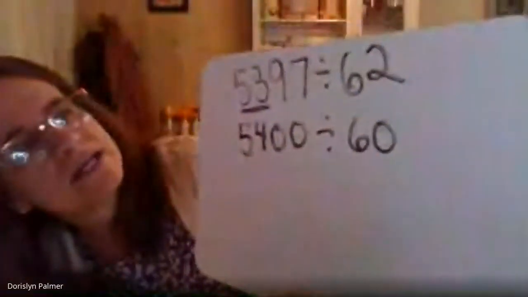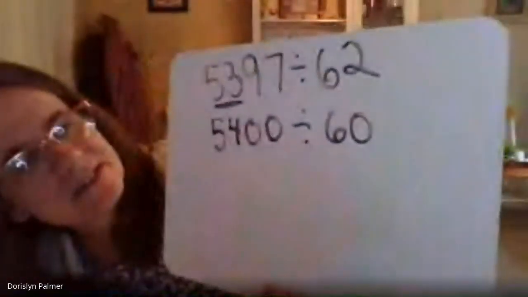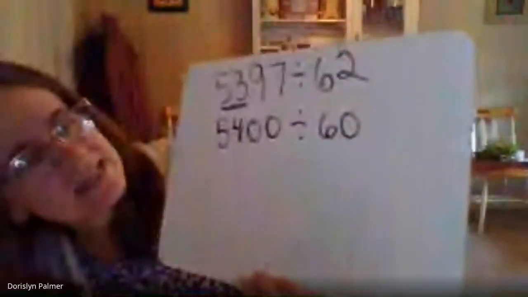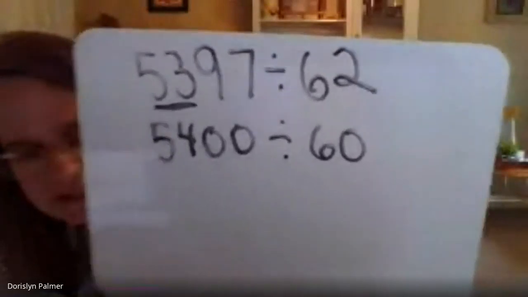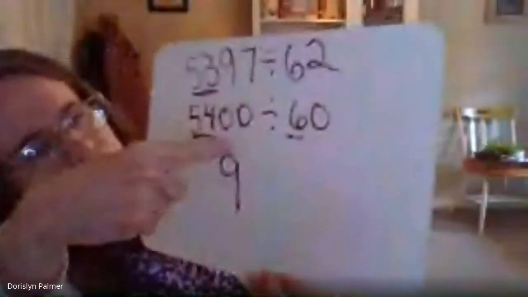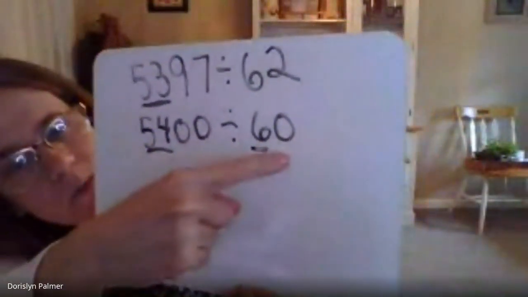Okay. So I'm going to change 5,397 to 5,400. All right. That's going to make us able to estimate this pretty easily because we could do 54 divided by 6. What's that, Bernadette? 54 divided by 6? No, 54 divided by 6. That is 9. Good.